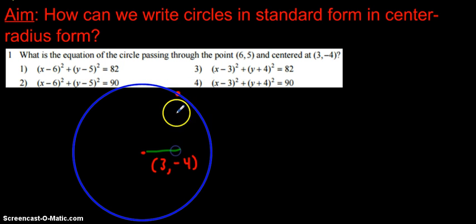Alright, let's find this distance. To go from 3 to 6, that would be a distance of 3. To go from negative 4 to 5 is a distance of 9. So 3 squared plus 9 squared equals r squared, the radius.